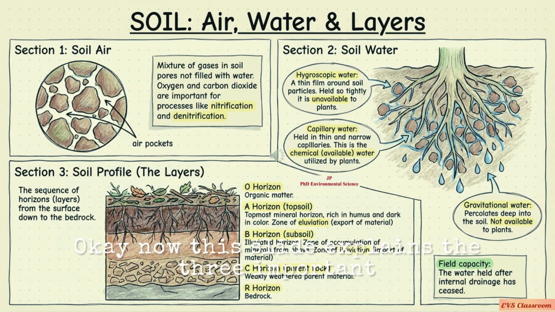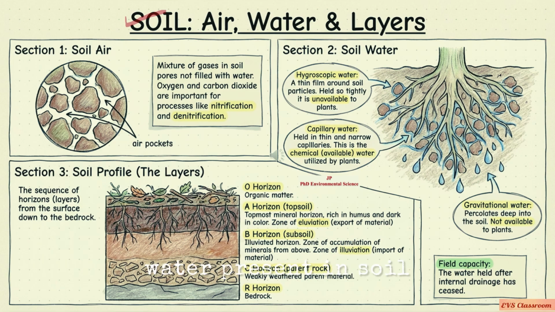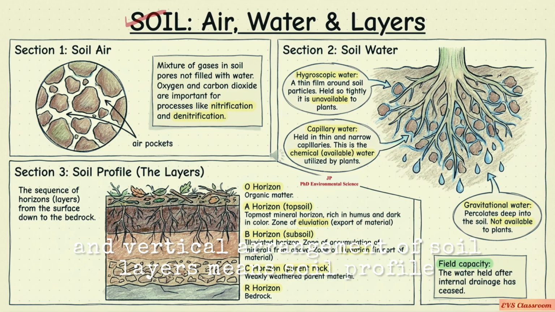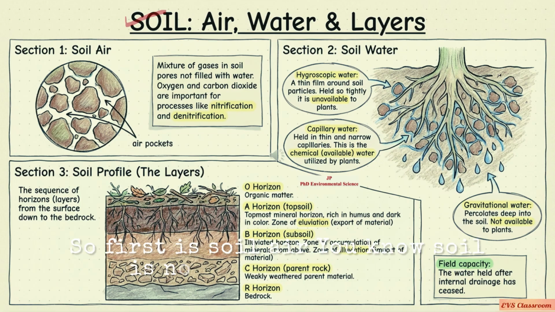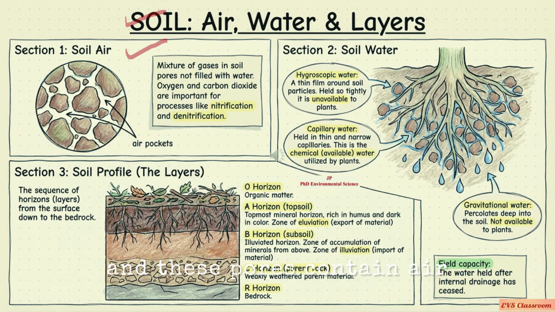Okay, now this slide explains the three important components of soil: air present in soil, water present in soil, and the vertical arrangement of soil layers, meaning the soil profile. So first is soil air. Soil is not solid throughout.